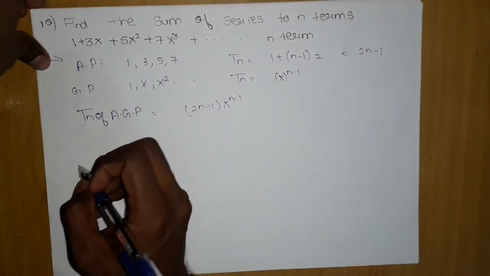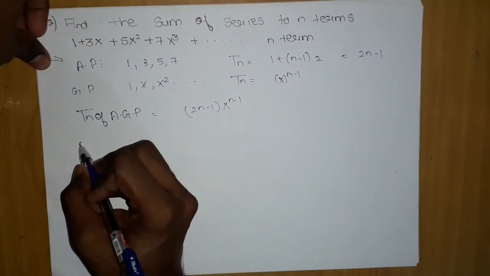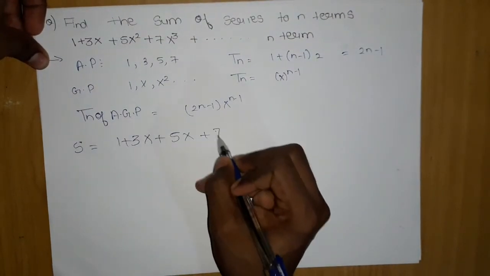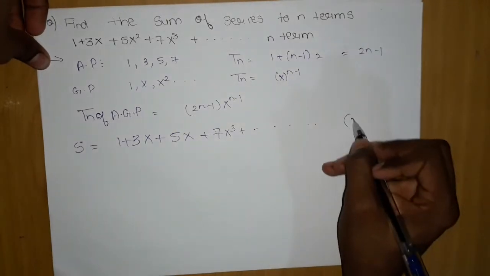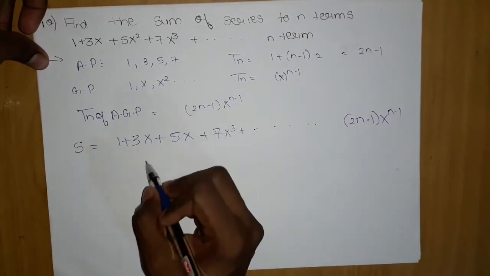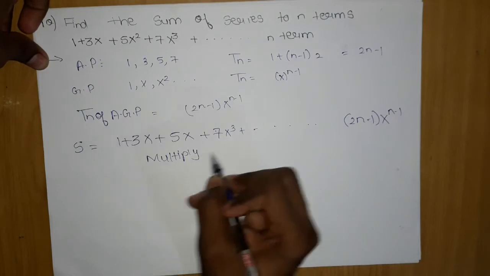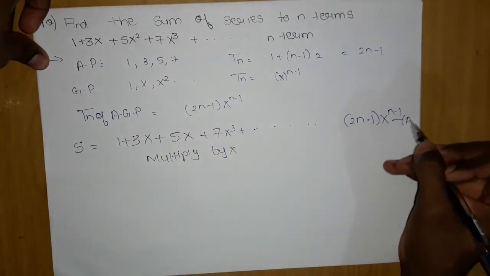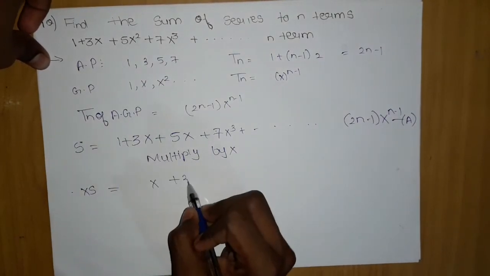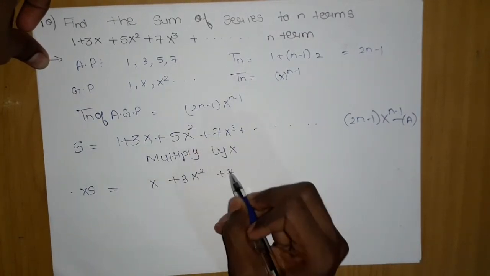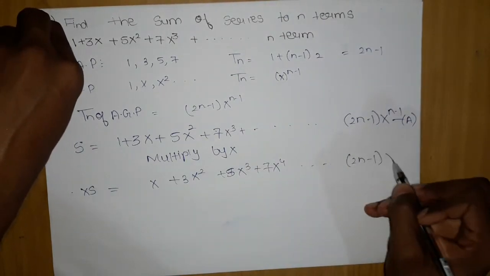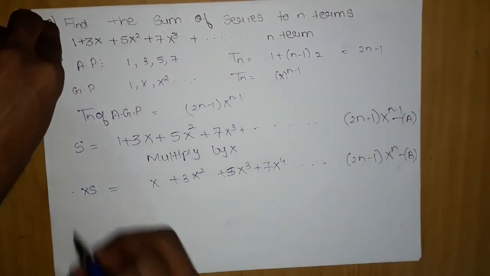Can I write the series now? Yes, you can write S is equal to 1 plus 3x plus 5x square plus 7x cube, till the last term. What is the last term? 2n minus 1 into x power n minus 1. Now the common ratio is x, so multiply by x. Call this equation a. So x into S is x, 3x square, 5x cube, 7x power 4, till the last one becomes 2n minus 1 into x power n. Call it b.